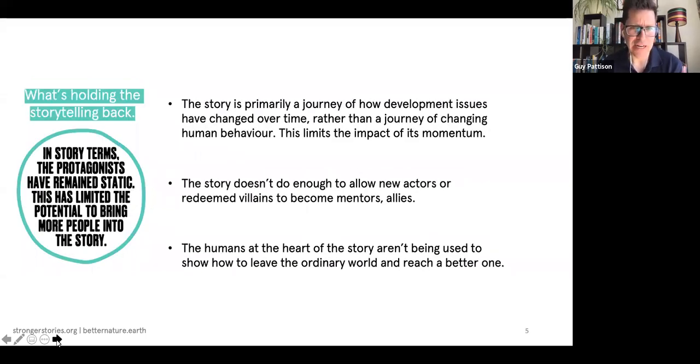In terms of what's holding the storytelling back, well, most stories that are interesting to us are about people, but this story primarily is actually a story of development issues, and it's the story of their journey and how they changed over time. And for us, this is just less engaging as a hook. We need it to be a journey of changing human behavior. There's also not enough movement in the story, so there's not enough room to grow. We don't have actors that can come in either as redeemed villains or new mentors or new allies. And the humans that do appear in the story, it's not being clear enough about where they've come from and what they're going to and why that's better.